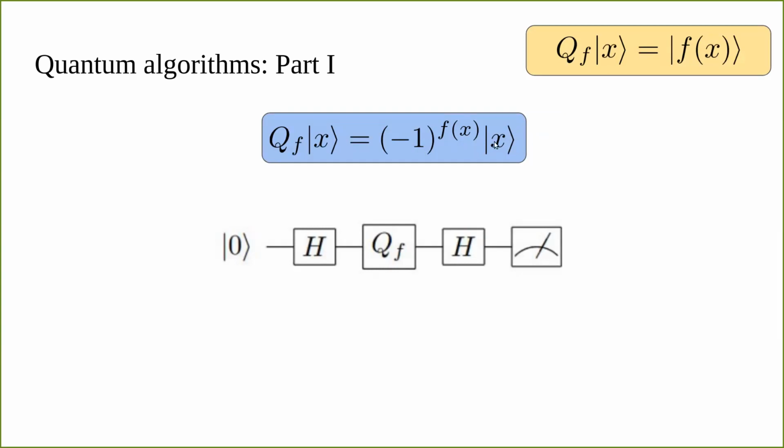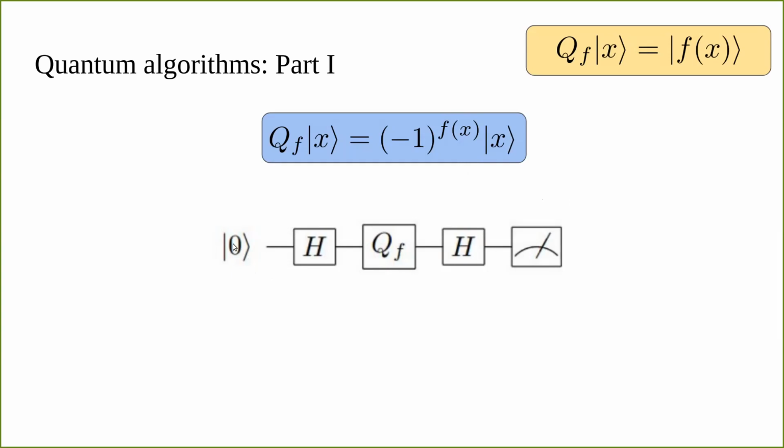Okay, so with that, we have our query now, and I claim that this quantum circuit here, this algorithm, will tell us whether f is constant or balanced, and there's only one query to the function f here. So how does that work? We have all the tools to analyze this now.